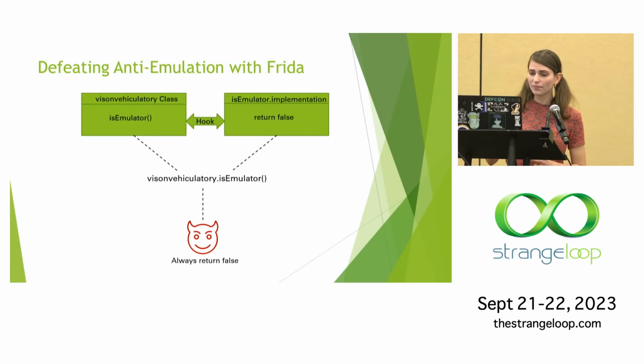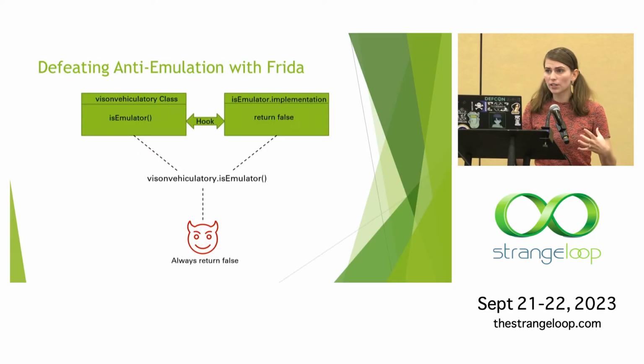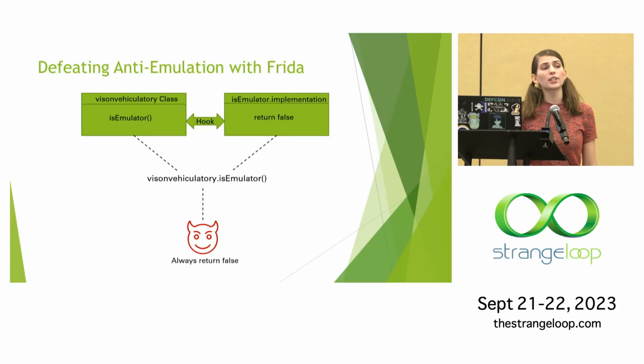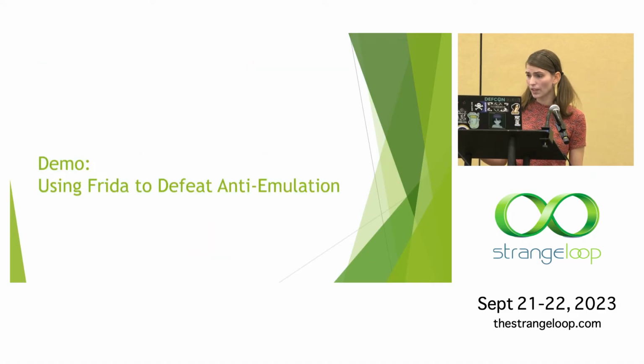Now here, our plan is to actually take that isEmulator method, use Frida to hook it, change it so that it always returns false. So even if those heuristics turn out true, we're overriding the actual functionality of this function to change it so that no matter what, it's always going to return false. This should help us actually defeat that check and be able to execute the potentially malicious code that is wrapped inside of this if statement. So let's go on to our next demo. We're going to be using Frida to beat this anti-emulation check.